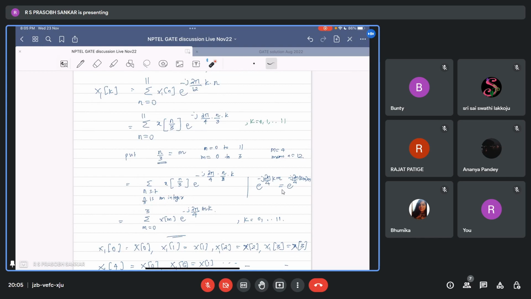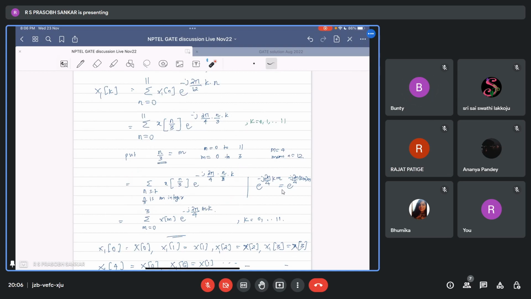So what I have is X1[k] equal to the summation over all n such that n by 3 is an integer. I just wrote that in English. Summation over all n such that n by 3 is an integer. This I just kept the same, no change here: x of n by 3, e raised to minus j 2 pi by 4, n by 3 times k. That's it. Is that okay? Okay, sir.